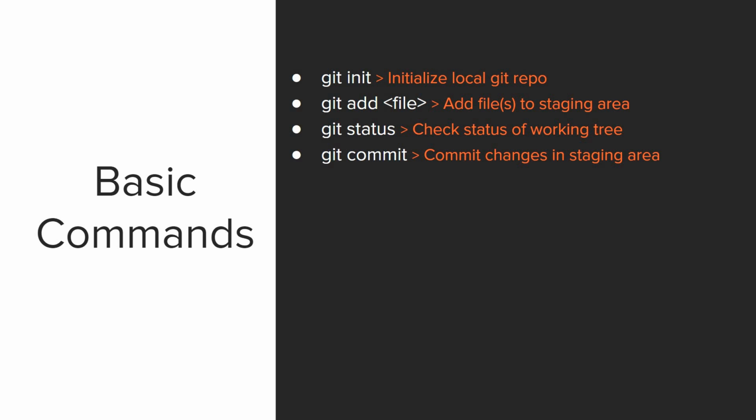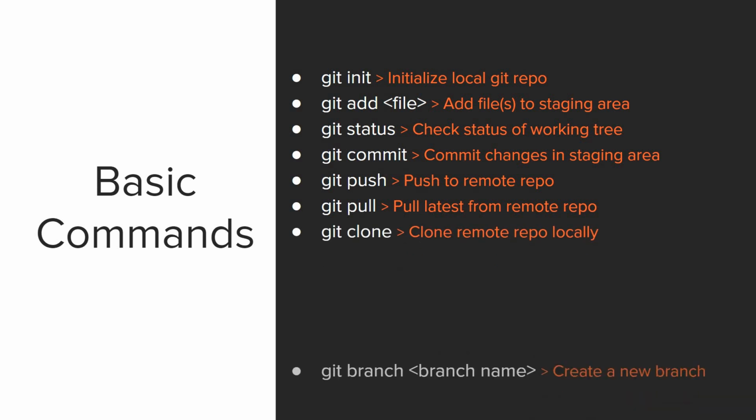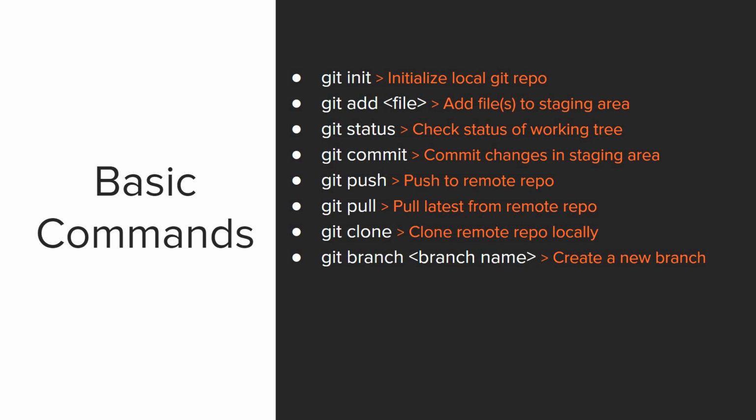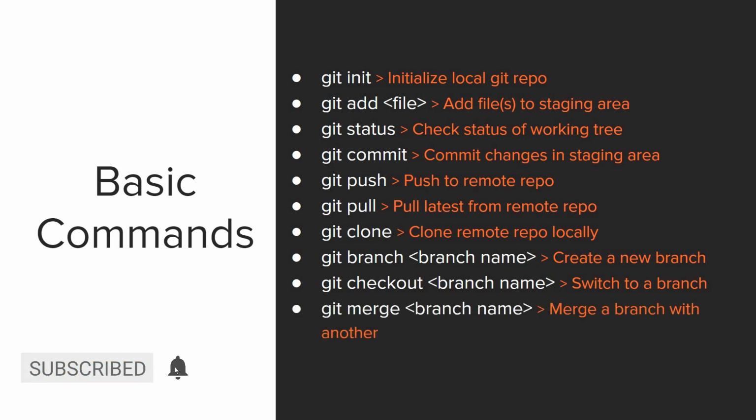The next few commands will be for remote repositories, such as GitHub. Git push pushes your local repository to a remote repository, such as GitHub. Git pull. This pulls the latest version from a remote repository. Git clone allows you to clone a remote repository locally. And then there's branching, which I'll explain later, but git branch and then the branch name creates a new branch. Git checkout and then the branch name switches to that branch. And then git merge and the branch name will merge a branch with another.